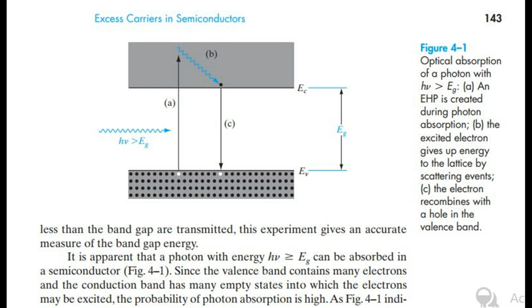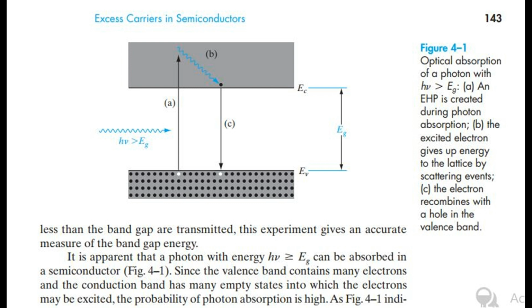Figure 4.1. Optical absorption of a photon with hν > Eg, A. An electron-hole pair is created during photon absorption, B. The excited electron gives up energy to the lattice by scattering events, C. The electron recombines with a hole in the valence band. It is apparent that a photon with energy hν > Eg can be absorbed in a semiconductor, Fig. 4.1.